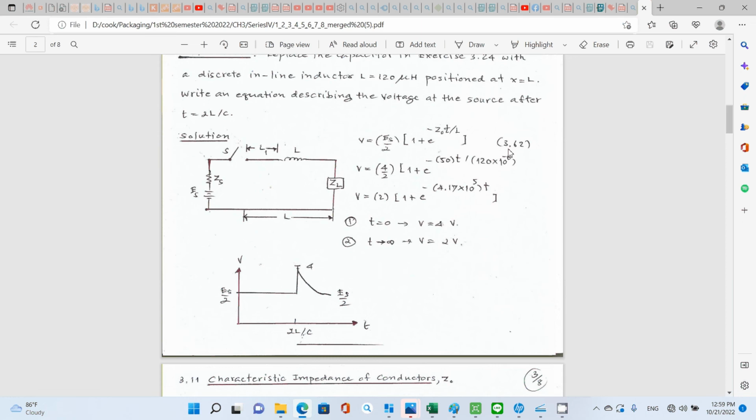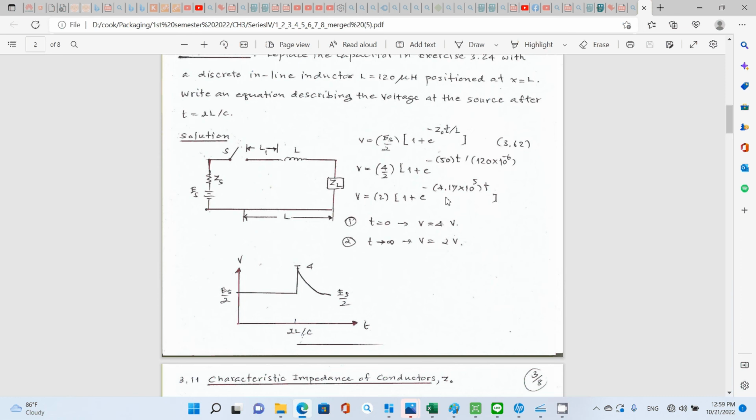We already have the equation we derived for the total voltage before, according to equation 3.62. And you just plug in the numbers, you have everything. Your L is 120 microhenry, that's 120 times 10 to the negative 6. And this is your final equation, the final voltage at the source for the time being.